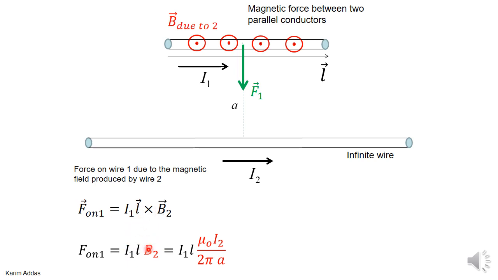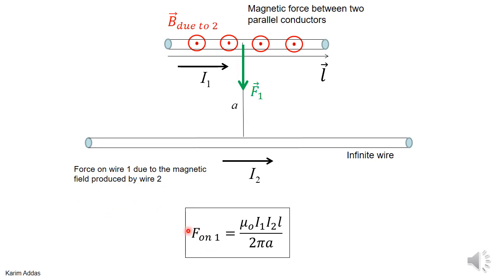But B2, we know what it is. It's mu naught I2 over 2 pi A. So this is the force then on wire 1 due to wire 2. We can summarize it in the box like that. The force on this portion of wire 1 that has a length L is given by this value, mu naught I1 I2 times L over 2 pi A.